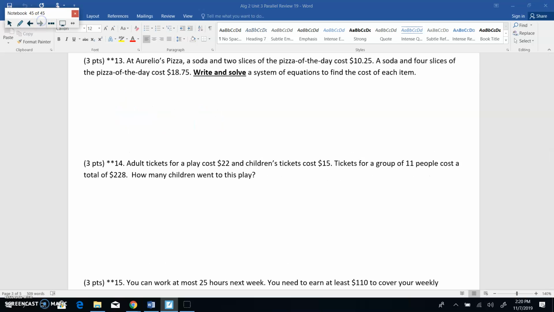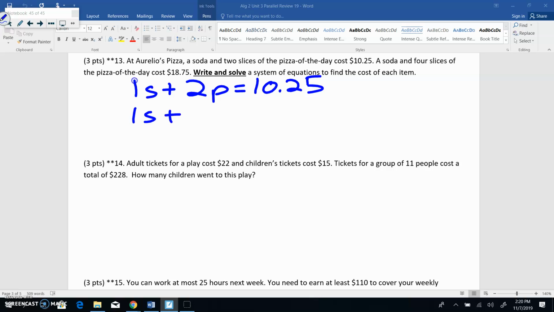Number 13. At Aurelio's Pizza, a soda and 2 slices of pizza cost $10.25. So 1 soda plus 2 slices of pizza is going to cost me $10.25. If I'm feeling a little hungry, 1 soda plus 4 pieces of pizza is equal to $18.75. The goal here is to find our price.